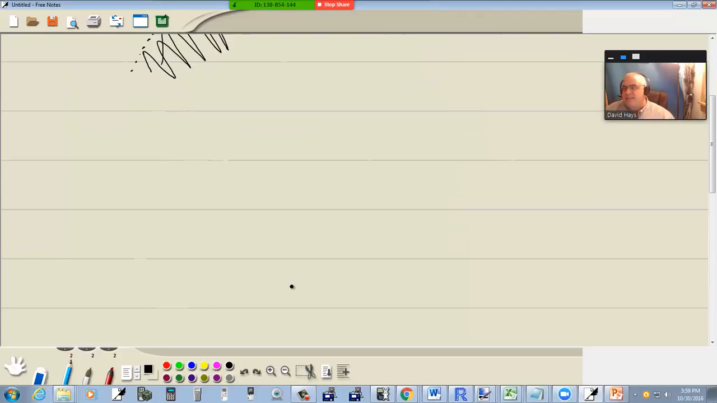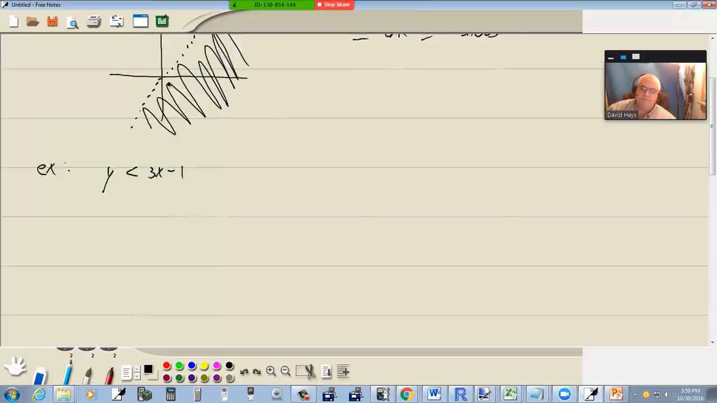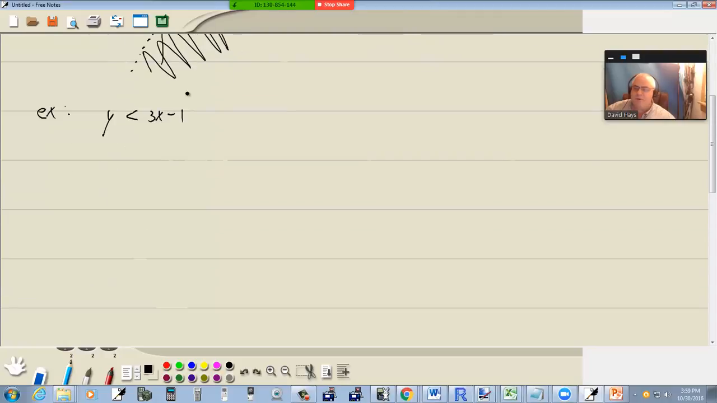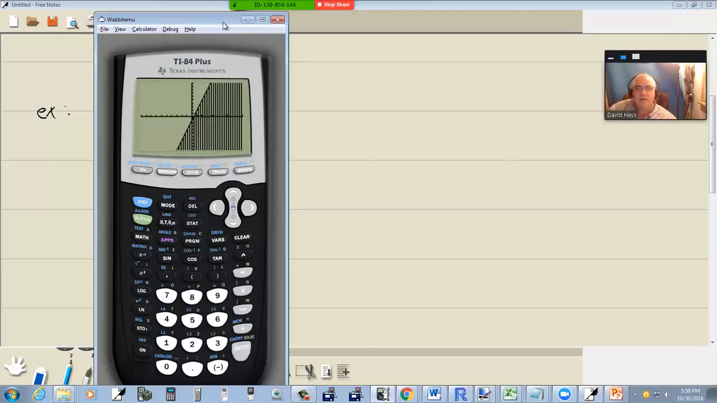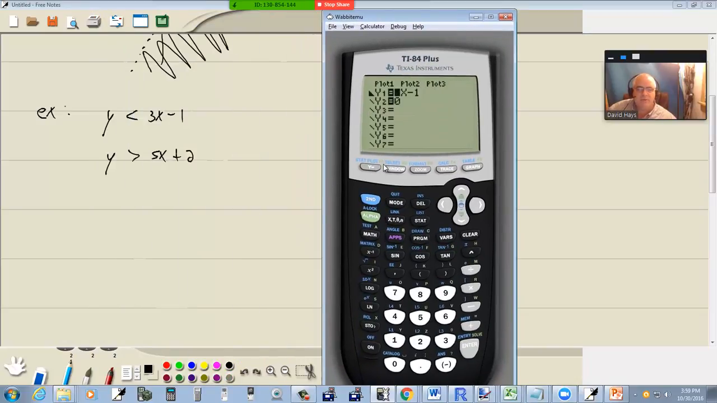Now, it's specifically asking us about systems of inequalities. Let's say I had y is less than 3x minus 1, the one we just got. But we also had another inequality: y is greater than 5x plus 2. Well, we're going to put one of them on y1 and one of them on y2. So I'll go to my y equals. I already have y1 set up, so let me put in 5x plus 2.